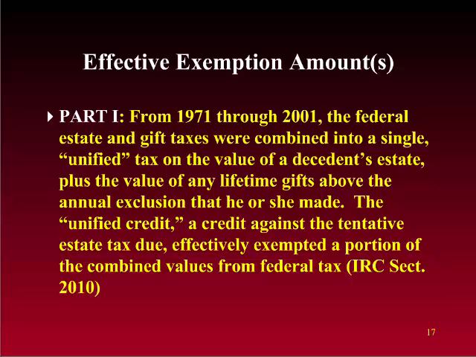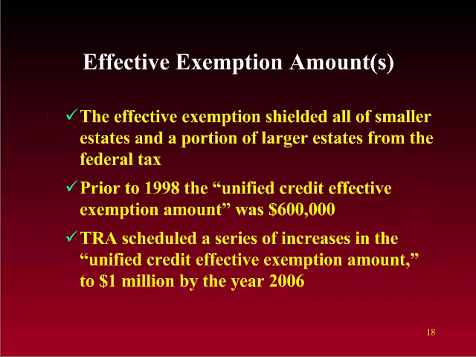From 1971 through 2001, so for 30 years, the federal estate and gift taxes were combined into a single unified tax on the value of a decedent's estate, plus the value of any lifetime gifts that they made above the annual exclusion. The unified credit, a credit against the tentative estate tax due, effectively exempted a portion of the combined values of gifts and bequests from the federal estate tax. The effective exemption shielded all of smaller estates and a portion of larger estates from the federal tax.